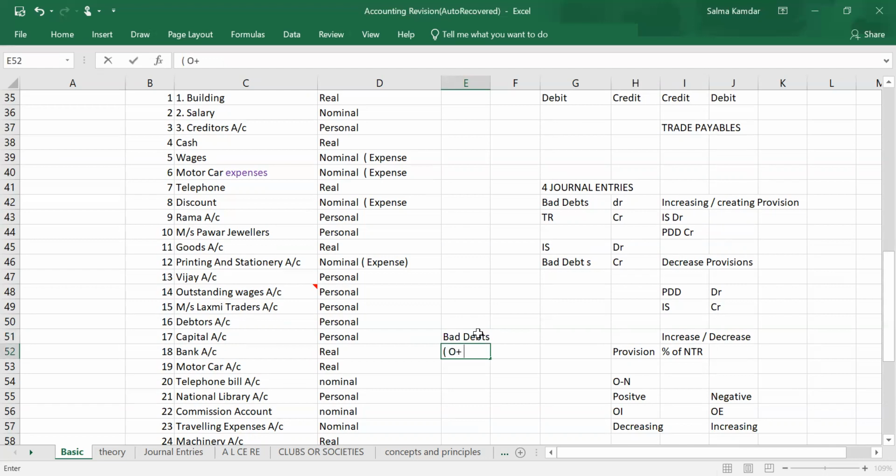If you have to record in the income statement, you do old plus new. You just add both the bad debts together. Are you with me?